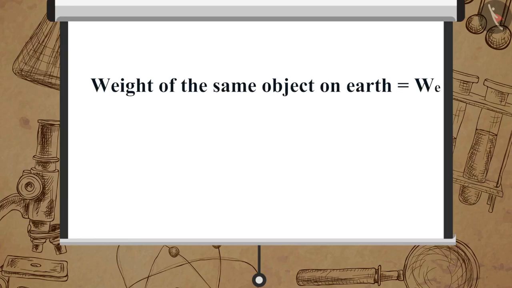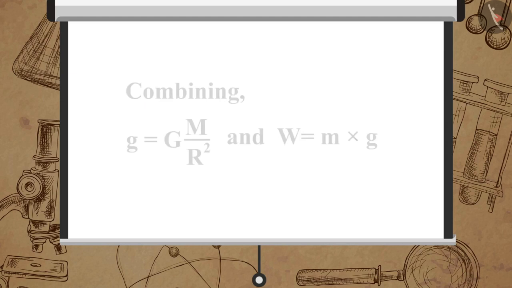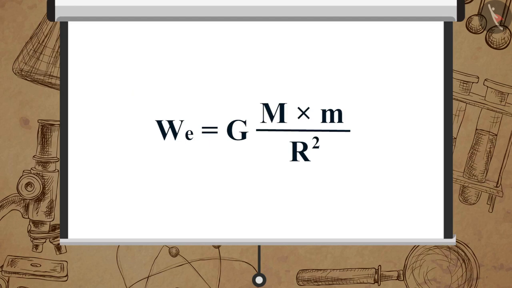Let the weight of the same object on Earth be We. Let the mass of the Earth be M and its radius be R. Now, by combining two of the previous equations, g is equal to G multiplied by M upon R square and W is equal to m multiplied by g, we get We is equal to G M multiplied by m upon R square.